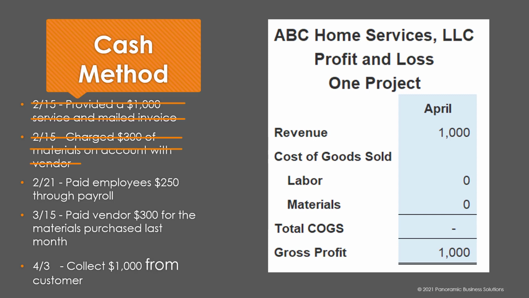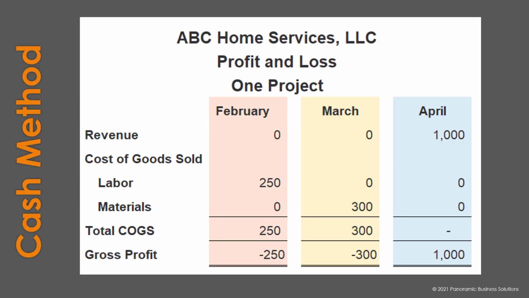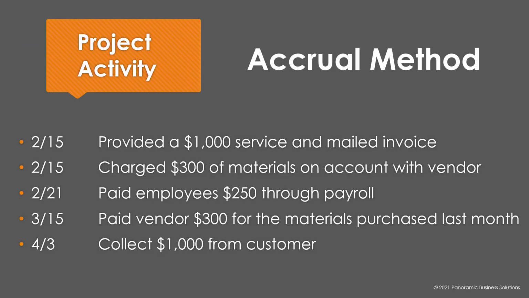In the month of April, whoop whoop, we have a gross profit of $1,000, but we sure did forget about the losses that we had in the previous 2 months. So when you look at it from a cash method standpoint, this creates that roller coaster in profitability where in February we lost money, March we lost money, April magically we made money. But I need for you to look at it from an accrual standpoint. So when we're looking at the accrual method, what are the financial statements going to look like?